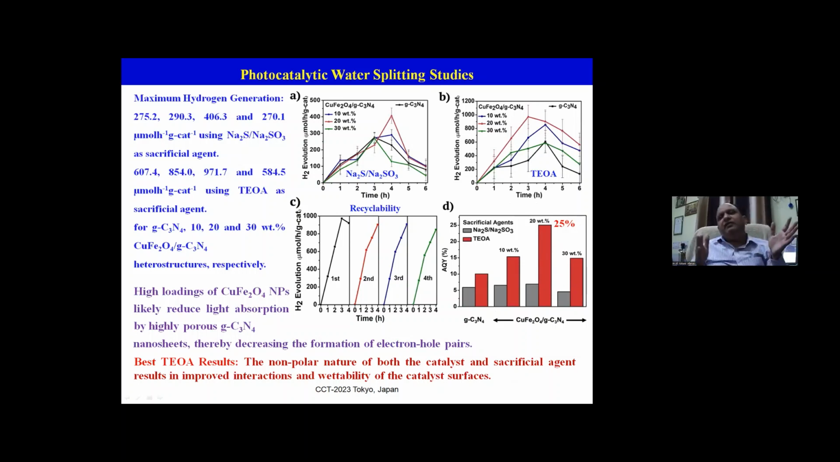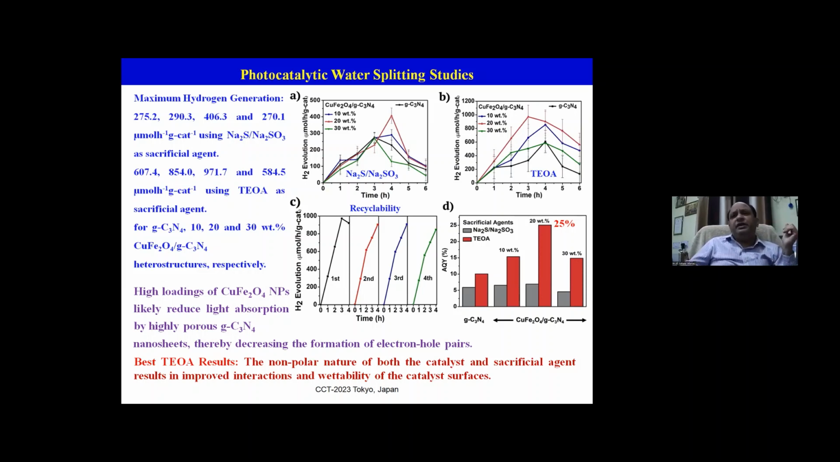In one set of experiments, we used sodium sulfide and sodium sulfite as sacrificial agents, and in another set we have triethanolamine as a sacrificial agent. In both experiments, we observed that the 28% loading of copper ferrite over graphitic carbon nitride nanosheets can generate high hydrogen production. In fact, triethanolamine gives the more efficient result, and more loading of copper ferrite over the graphitic carbon nitride nanosheets likely reduces the light absorption, and therefore decreases the formation of electron hole pairs. We have also confirmed this with the help of the photoluminescence study.